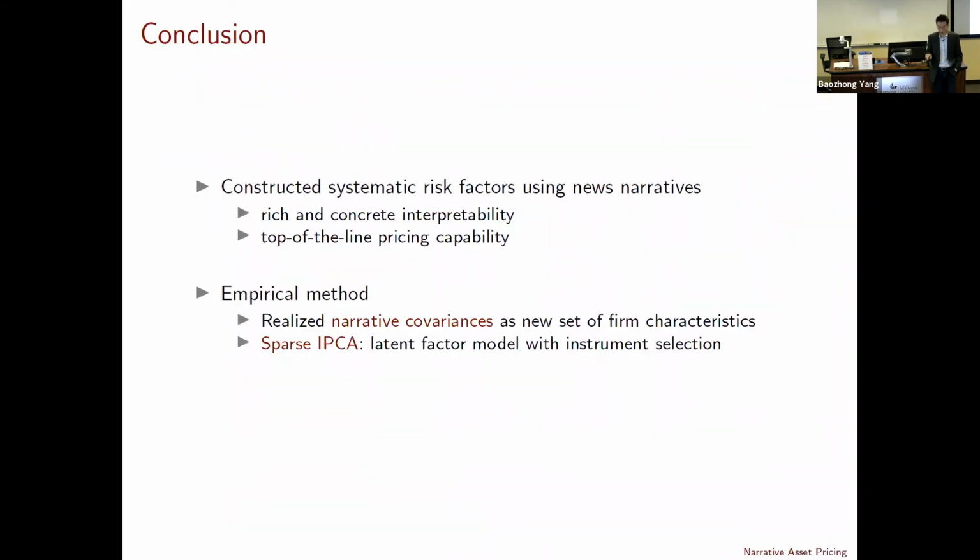And I really have 20 seconds. Let me conclude here. What we did is we used some kind of a new data source, developed a new method to demonstrate that you can use this to estimate a very canonical, very central problem in asset pricing. We constructed systematic risk factors using news narratives. The two good results we emphasize: number one, rich and concrete interpretability, and number two, quantitatively, it has good pricing capabilities. Right? The empirical method, one important message is this narrative covariances are important.